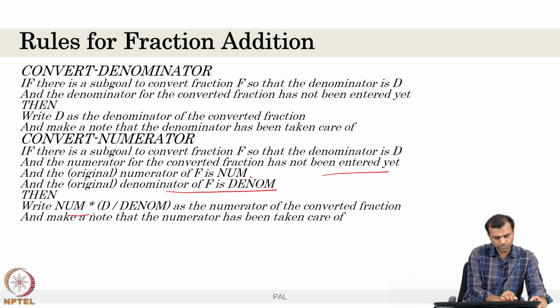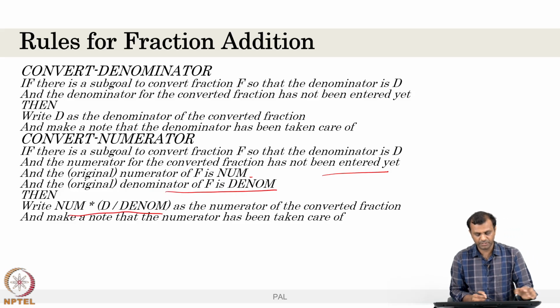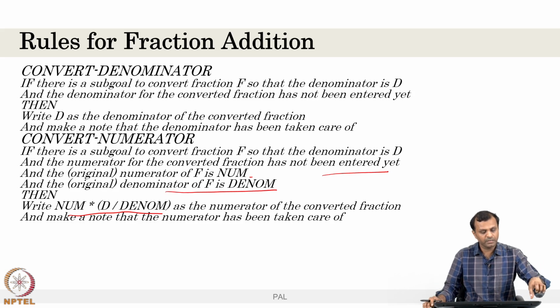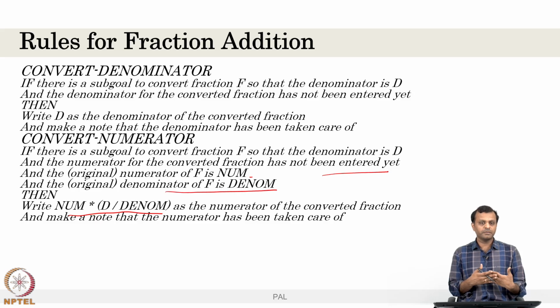Numerator is equal to numerator into d by denominator as numerator converted fraction, and make note that numerator has been taken care of. Suppose you are converting the value of denominator by a particular multiplier, the same multiplier should be applied to the numerator also, so the numerator is taken care of. The second sub goal within the convert fraction is done. Using that we could actually solve any given fraction rules within this production rule.